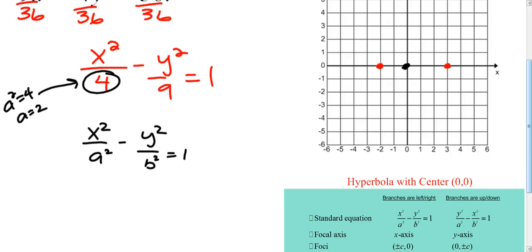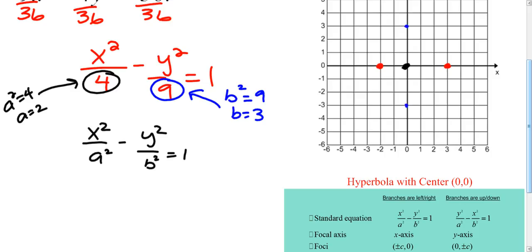Okay, then this tells me right here that b squared is 9, so that b is 3. That means I'm going to move from the center and go up 3. Just going to make some dots for right now, and down 3.